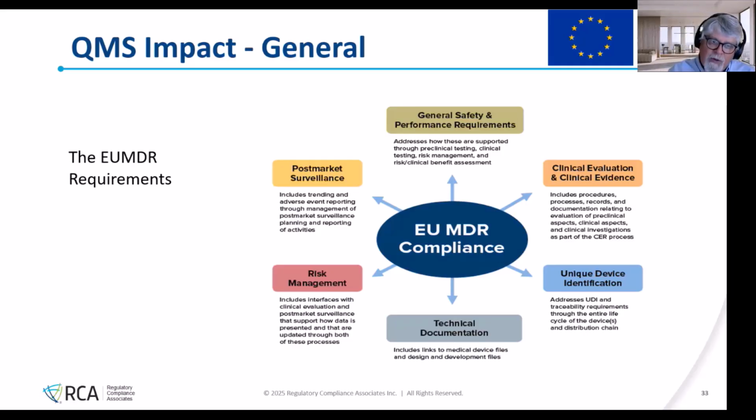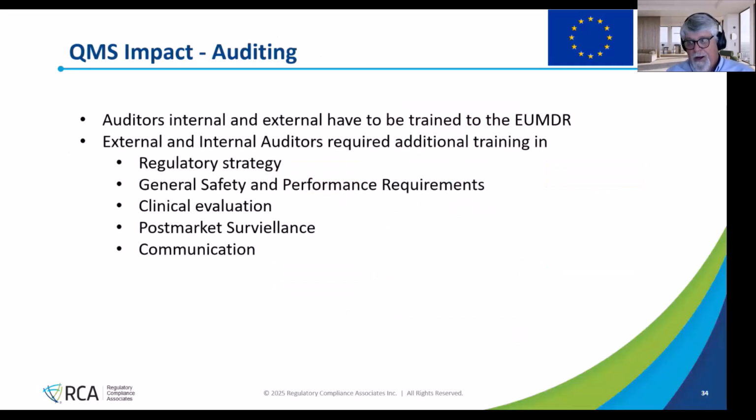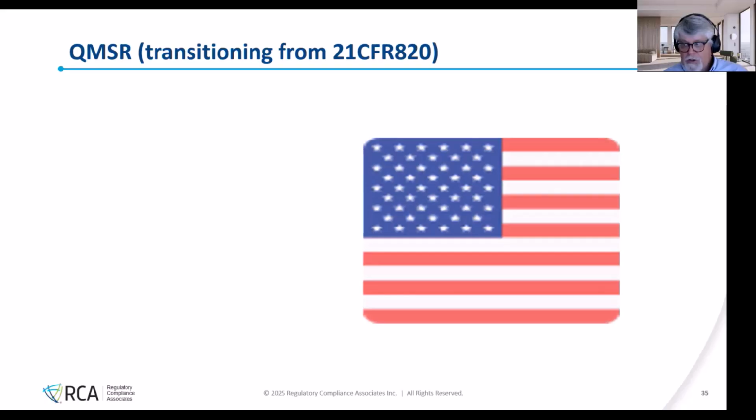These are some of the buckets, areas, or processes that got really impacted in the quality management system and that you must be paying attention to. Auditing: auditors have to be trained. Interestingly, not only internal auditors, but the notified bodies' auditors, the external auditors, have to be trained in regulatory strategy, clinical evaluation, and post-market. There's a lot of training going on because these are very specific and have a lot of requirements.